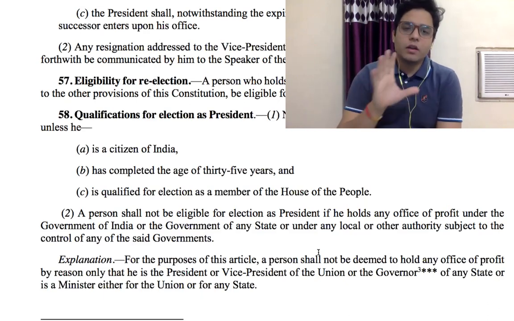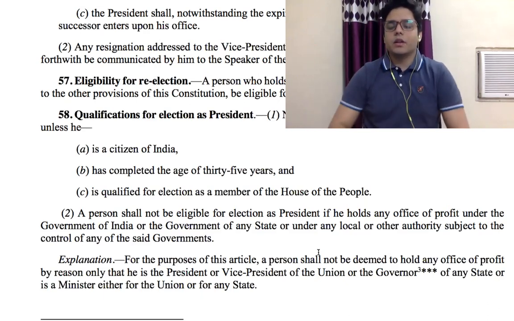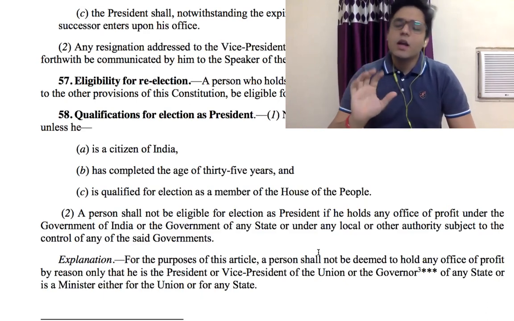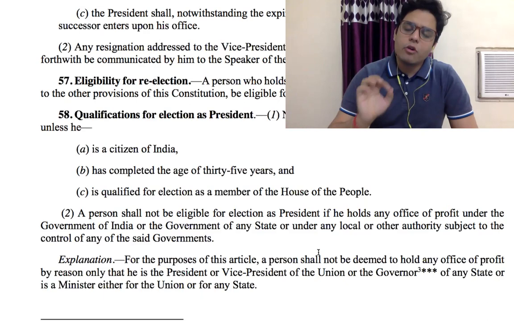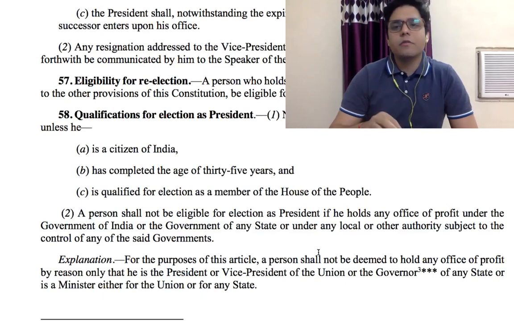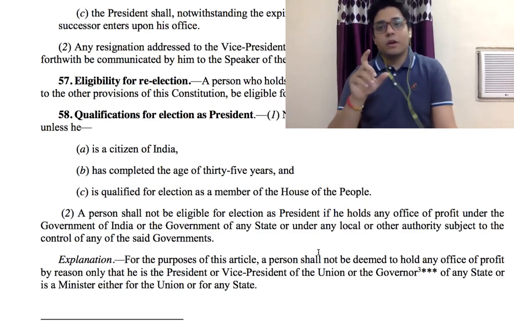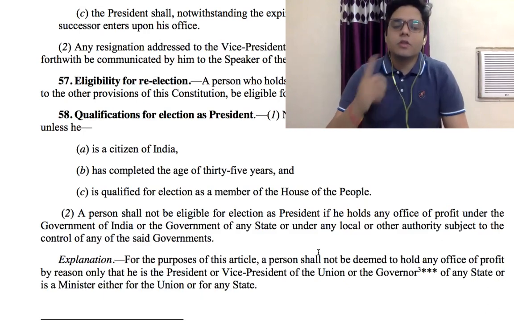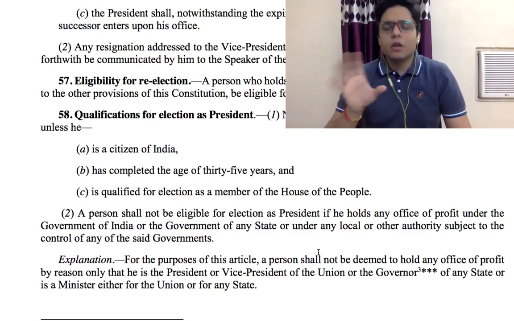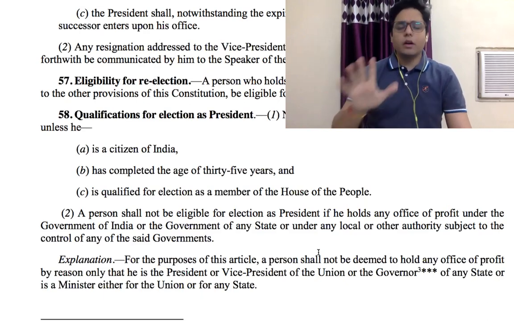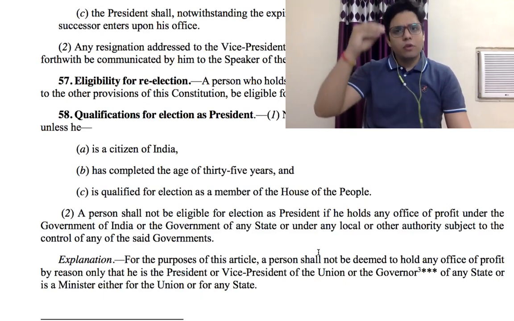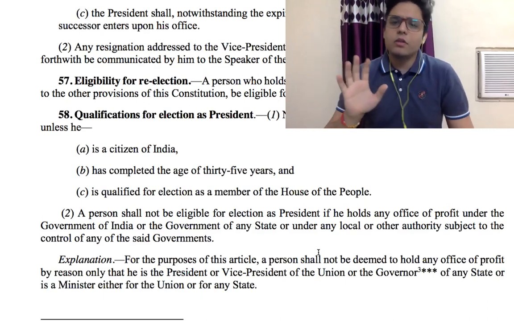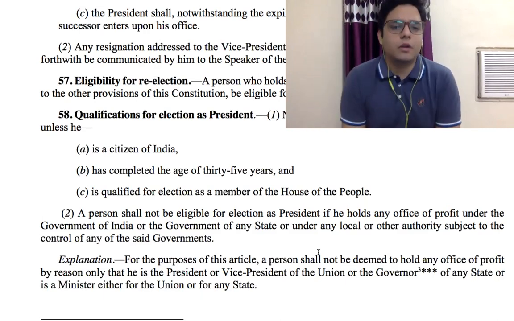But as far as our present purpose is concerned, we need to remember that any person holding an office of profit cannot contest the election of president. The requirement is that the office of profit has to be under the central or state government, or any local or other authority under their control. If he is doing his private business which has no concern with the government, then there is no problem. It is only an office of profit under the government.